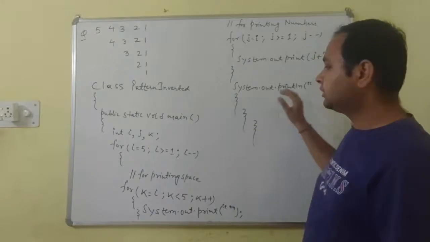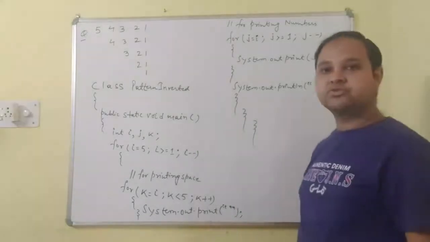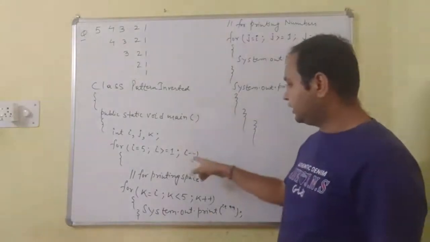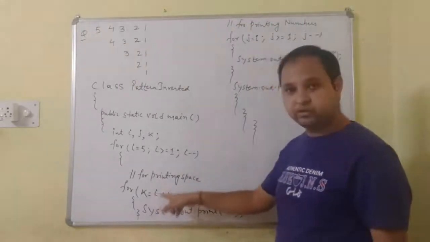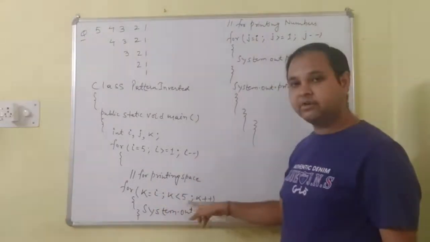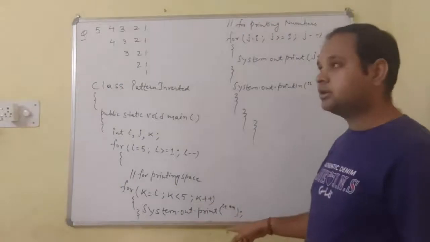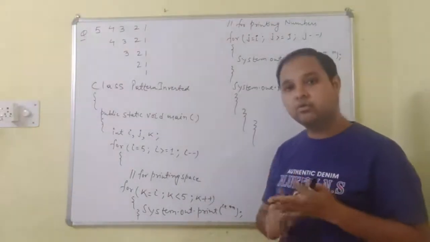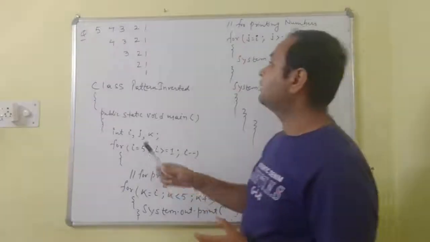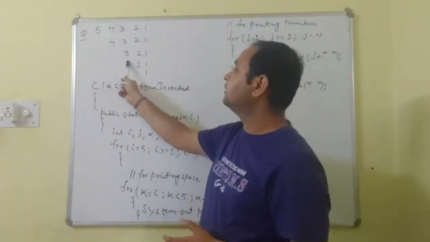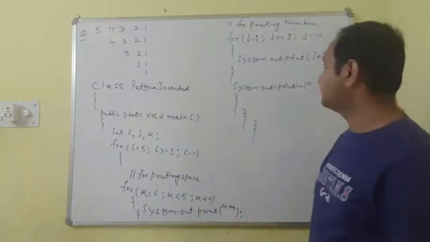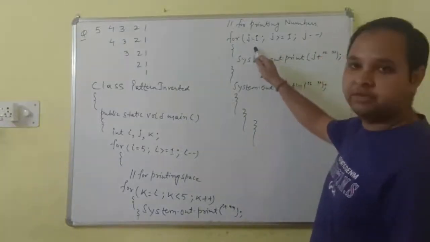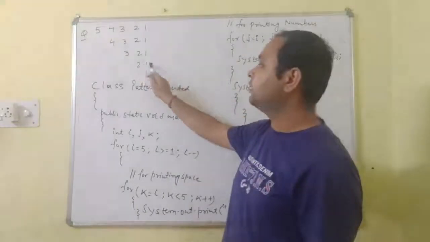Thereafter, the line of the cursor changes, then again the i value is decreased to 2 and we get the k value with 2 initialization, 2 less than 5, condition true, then space is printed. So space will be printed at k equals 2, k equals 3, k equals 4. So 3 spaces we will get on this line. In the fourth line we will get 3 spaces and the value of j will print from 2 to 1. So we get the 2 and 1.